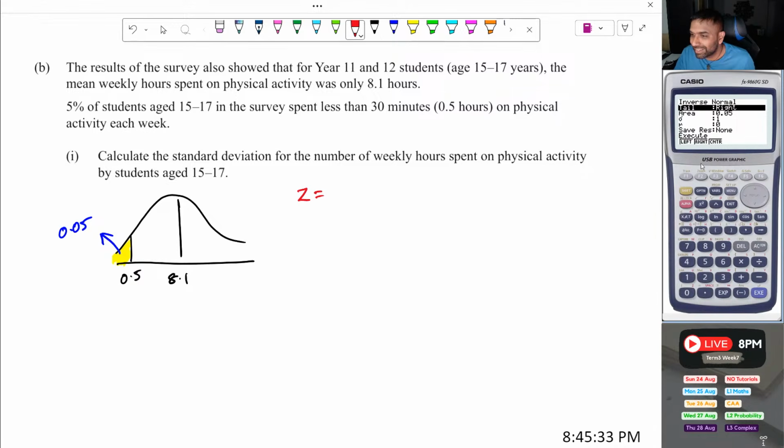What do I got? Left tail. Wait, let me just finish this question first. Left tail, and then area is going to be 0.05. So our Z value is negative 1.645.